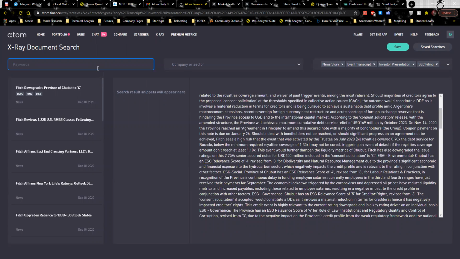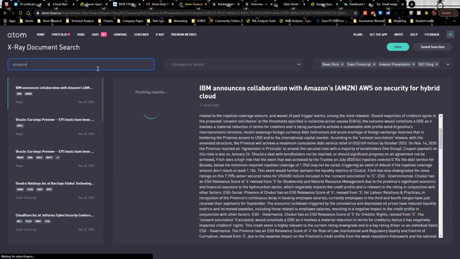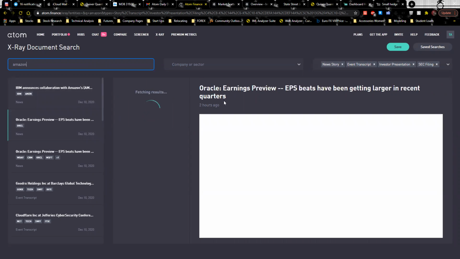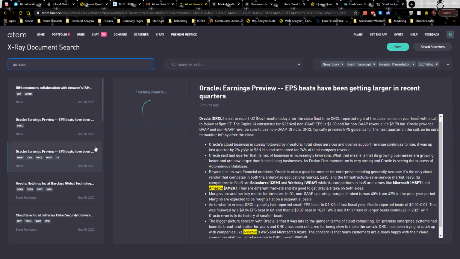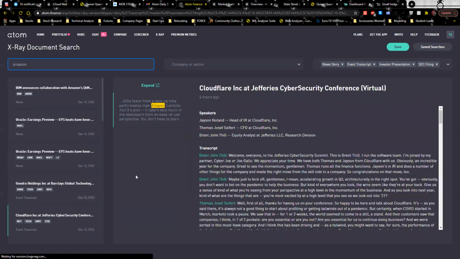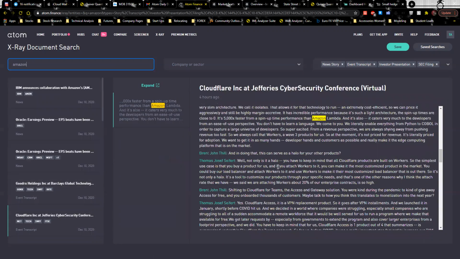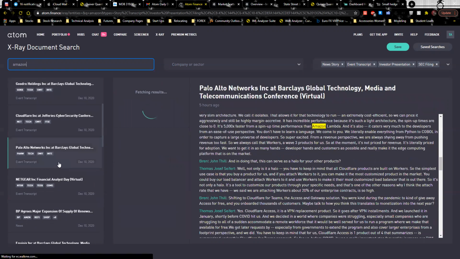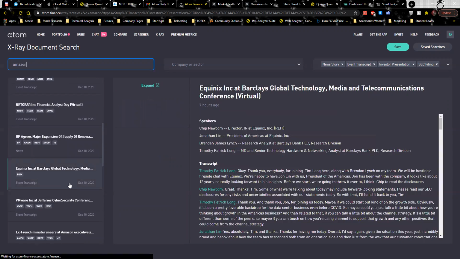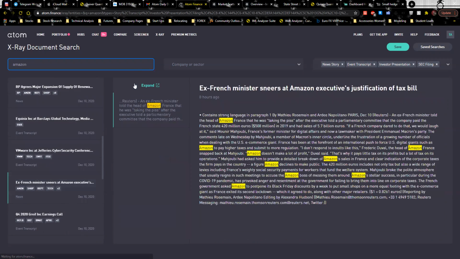But let's say you want to look for anything, like let's scan the news for Amazon. What's going on with Amazon? IBM announced a collaboration with Amazon AWS on security and hybrid cloud, so that's dope. Oracle, you know, they've been doing some stuff together. That's probably going to take some time, but what they do is put this information to you sometimes in condensed form. Sometimes they give you the entire transcript. This is an entire conference transcript, so that's why it's longer. But it's just dope that it's like scanning the internet for any information.